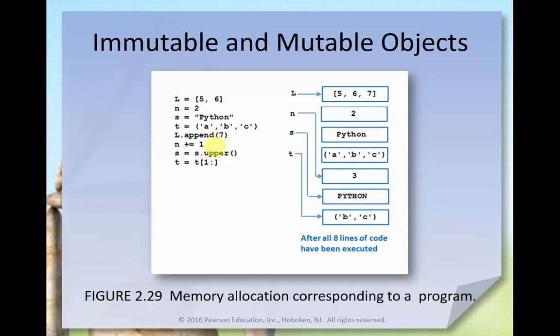Now let's continue executing some additional code. We're going to take our list and append the value of 7 to it. So now in memory it looks like this. We're going to increment the value in n, so n is now going to point here. If we do an uppercase on the value in string, it's going to do that. And if we set the tuple equal to the elements from 1 on out, it's going to be represented by B and C.